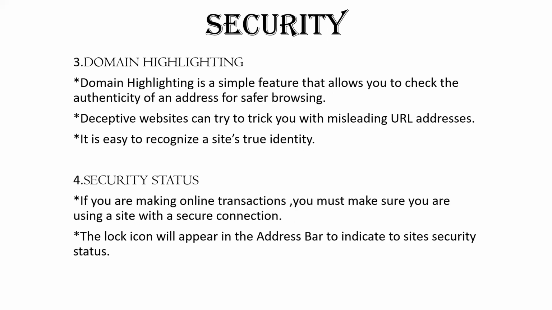Coming to security status, if you are making online transactions, you must make sure you are using a site with a secure connection. The lock icon will appear in the address bar to indicate the site's security status. There are 4 colors which I would like to mention here: red, yellow, white, and green. Red indicates an invalid certificate. Yellow indicates a certificate that cannot be verified. White is normal validation. Green is for a certificate with extended validation.